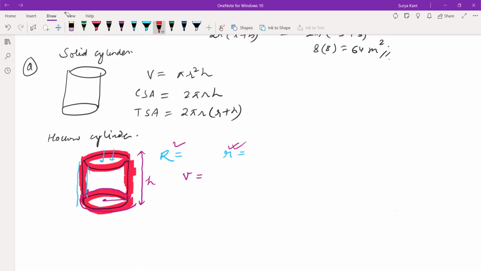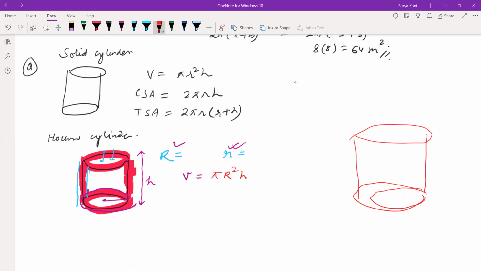Suppose you have two cylinders over here. One is here. See, this is your big cylinder. So what is the volume of this? What is the volume of the cylinder? Pi r square h.